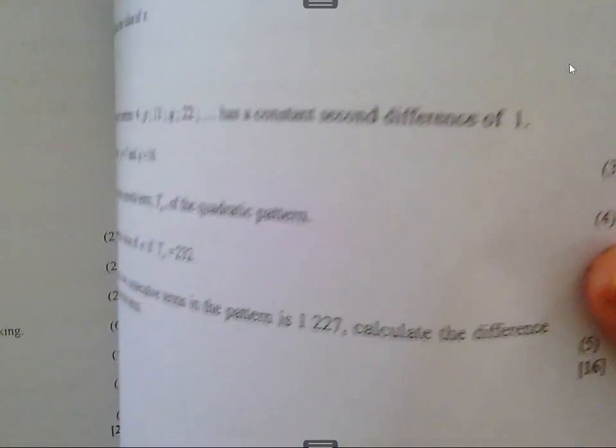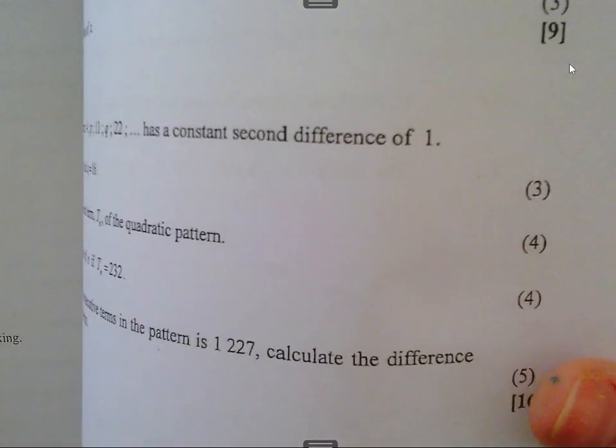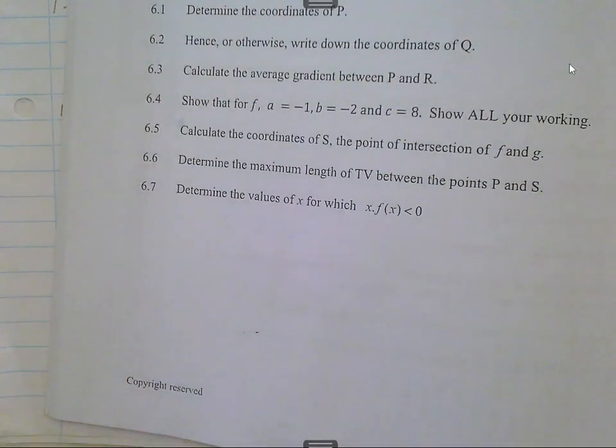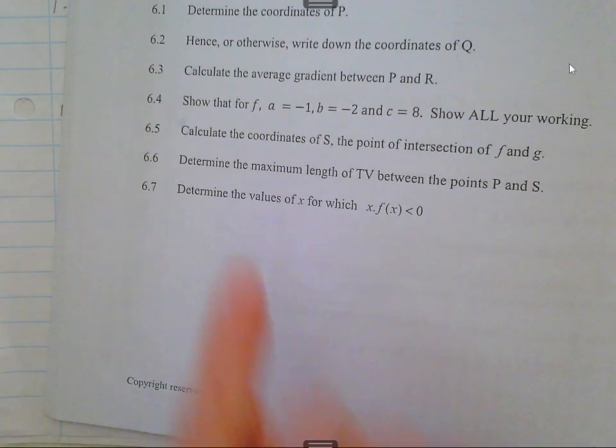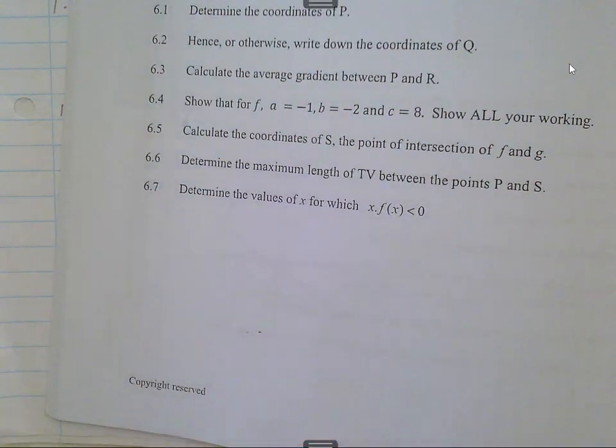Okay, 6.7. I hope that question didn't confuse you. It is a weird way of them asking it, but if you know your mathematical language, then it should not confuse you. They're asking you, determine the values of x for which x times f of x is smaller than 0.